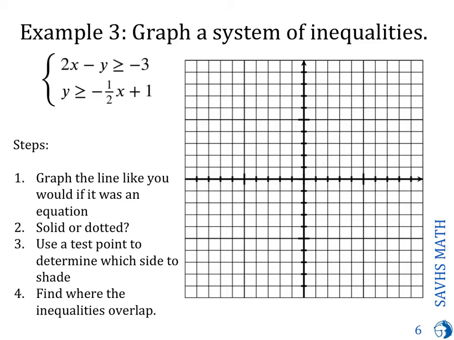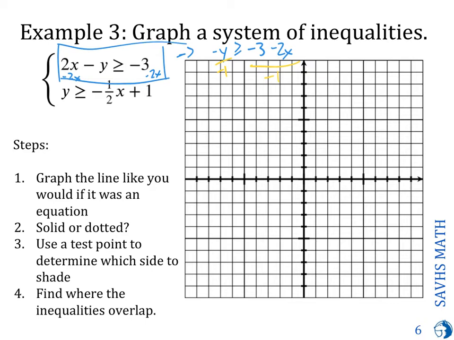Super similar process here. The only thing that I'm noticing is this one is not in y equals mx plus b, which means that I will have to solve it for y to get it into that form so that I can graph it more comfortably. So I'm going to start by subtracting 2x from both sides, and I get negative y is greater than or equal to negative 3 minus 2x. Now I have to divide both sides by negative 1 to get y by itself.